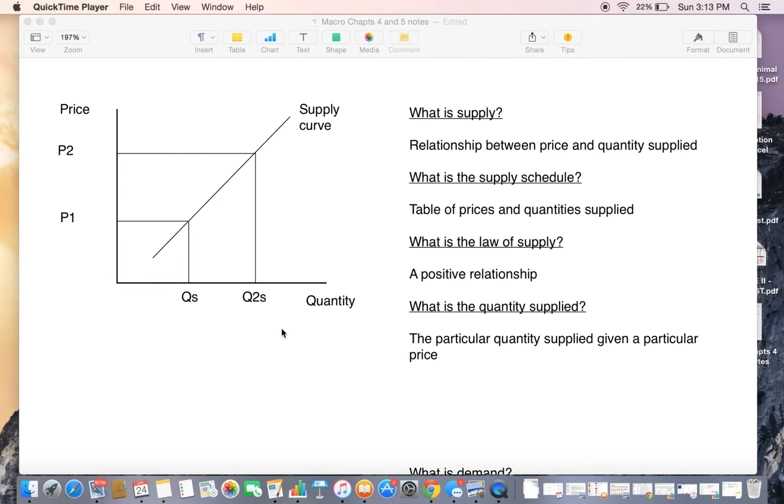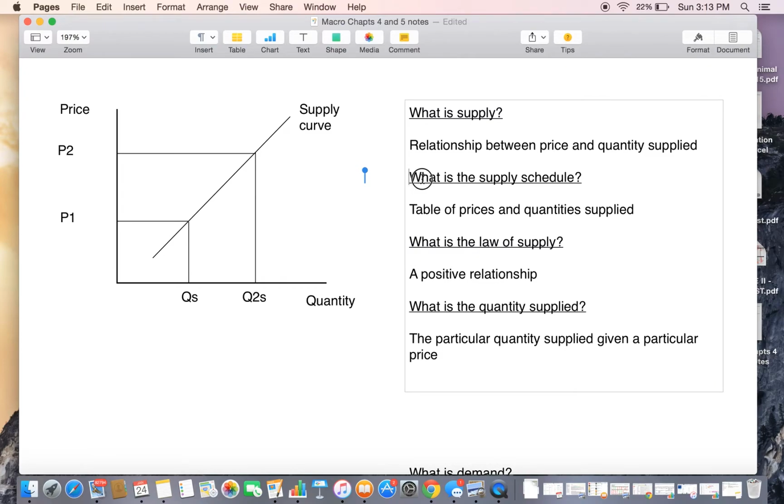Supply defined is the relationship between price and quantity. All we're saying here is that there is a relationship between price and quantity. So the price of certain goods will determine the quantity that is supplied by the producer. And what we have here is a supply curve. The supply curve is based off of what is called a supply schedule. A supply schedule is just going to be a tabular representation of prices and quantities.